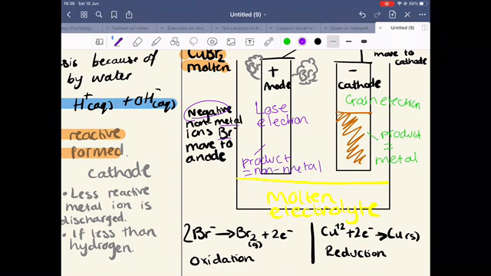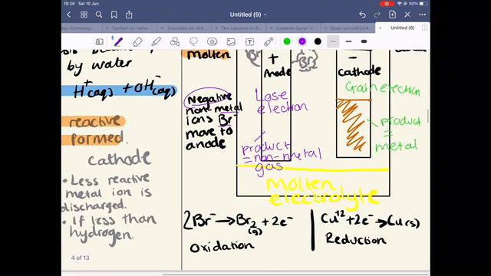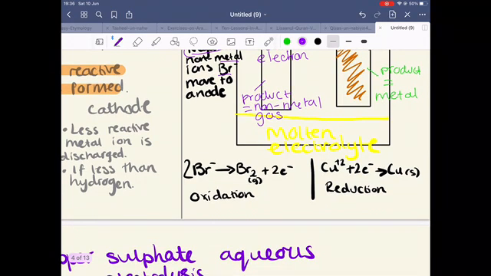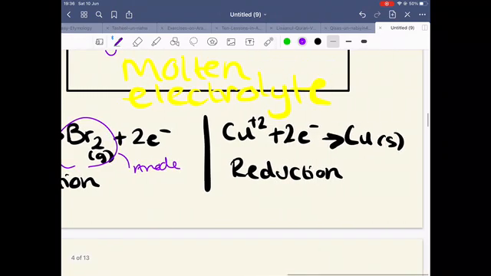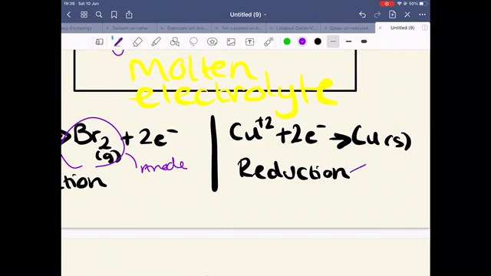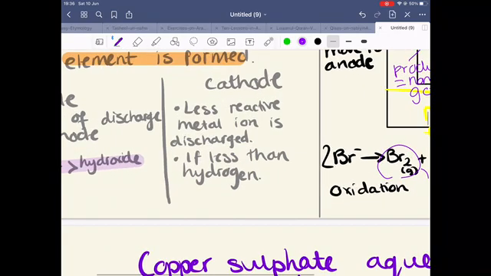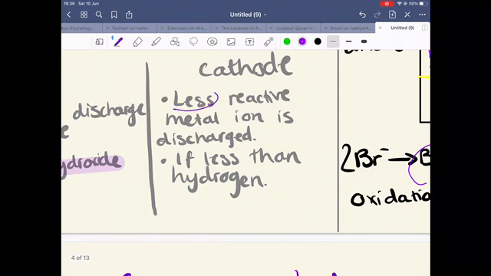With these examples, how you can remember it is at the anode, the product will be the non-metal. So if we had a copper bromide example, the non-metal in that formula is bromine. So bromine would form at the anode, and at the cathode, it's the metal that forms. So the metal in that formula is copper. Copper is the metal. It's on the left. So copper forms at the cathode. And this is just a half equation to show it.